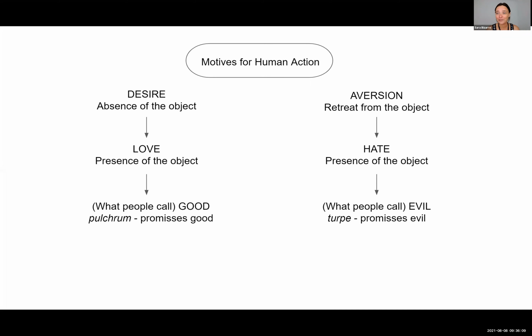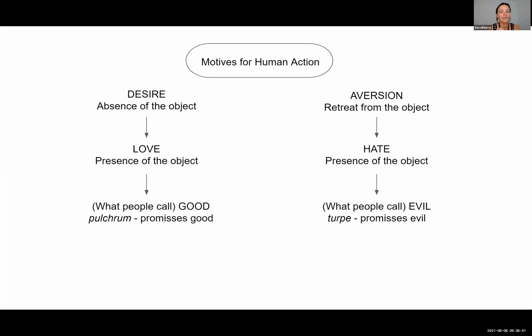Now, where it gets interesting is that his theory is that what people typically call good and evil are just desires and aversions that they have. There's nothing more to it. There's nothing like ultimately good or anything like that. People just have these desires and aversions, and what they want, what they desire, they call good, and what they retreat from, don't want, and hate when it's present, they call evil.